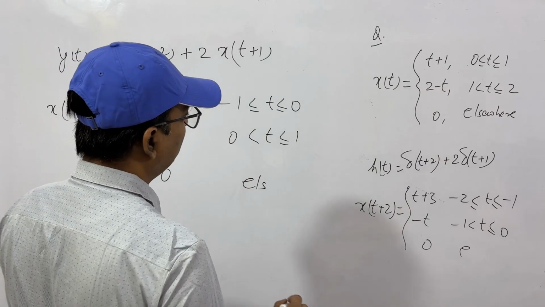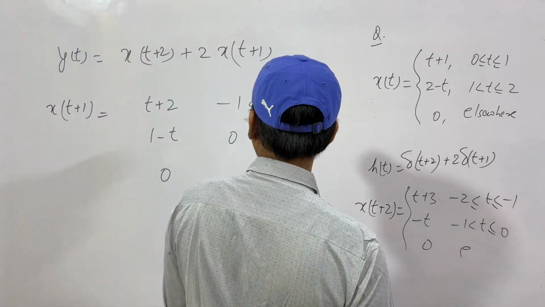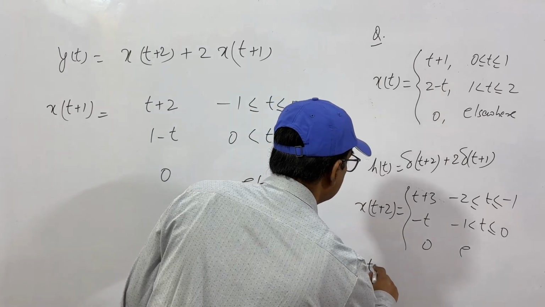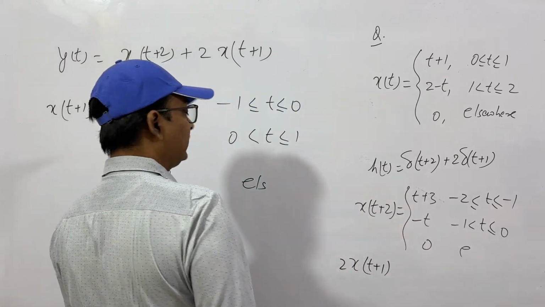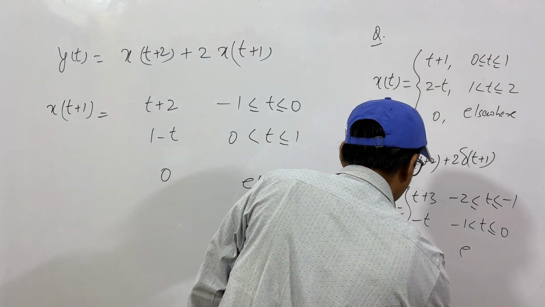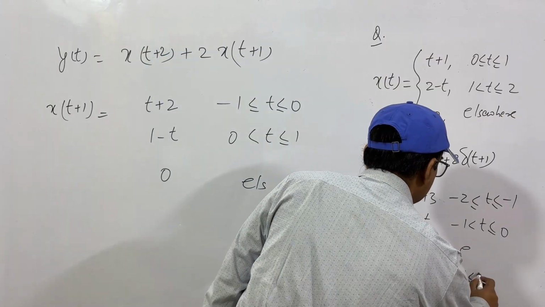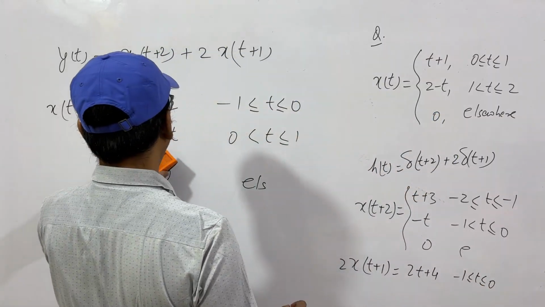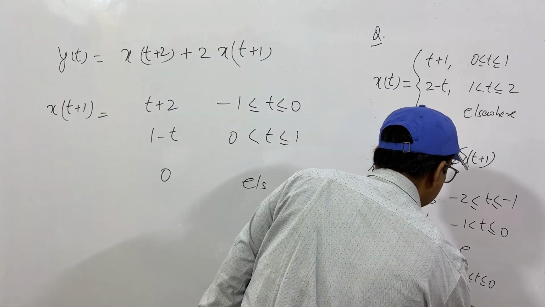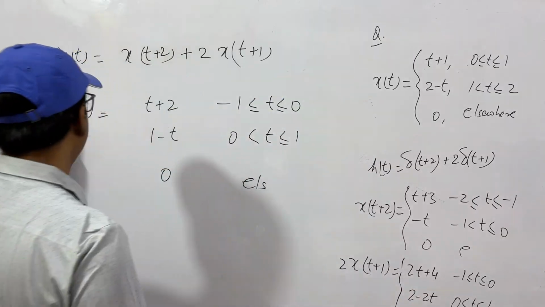I am writing it here. Instead of x(t+1), I am taking directly twice x(t+1), because we have twice x(t+1). This will be twice t plus 4, so 2t plus 4. The limits are minus 1 to 0. Then 2 minus 2t, the limits are 0 to 1. And then 0 elsewhere. Okay, so these are two signals.